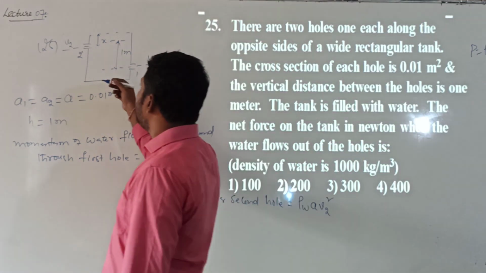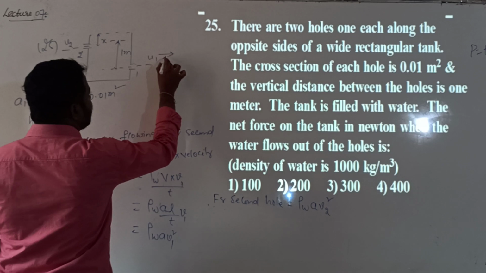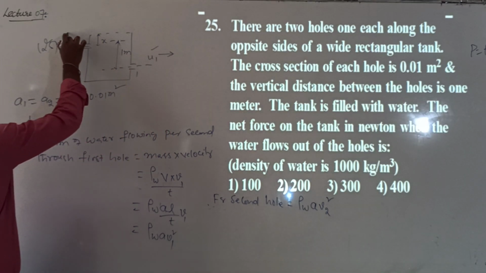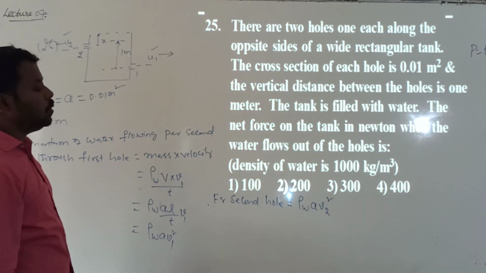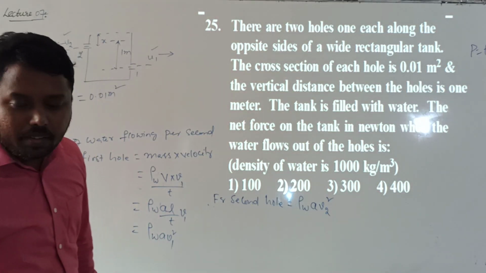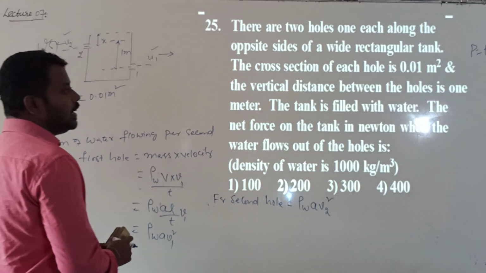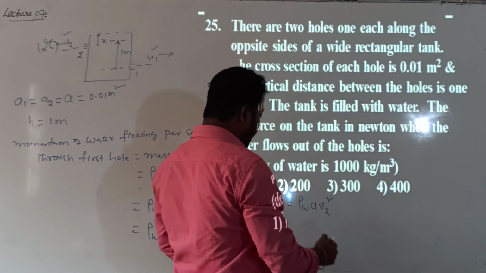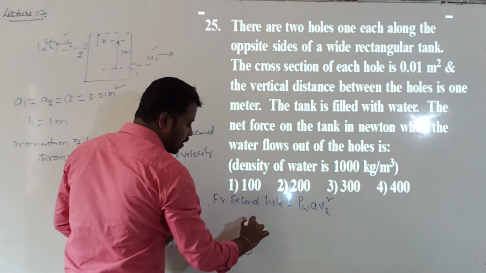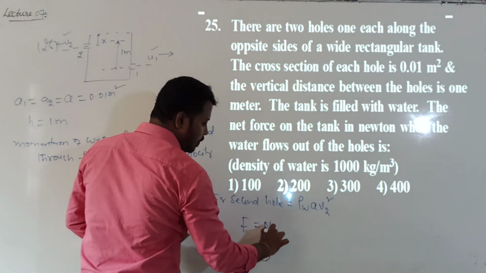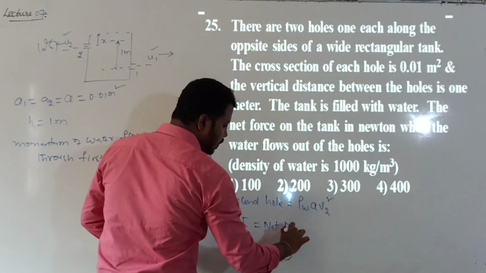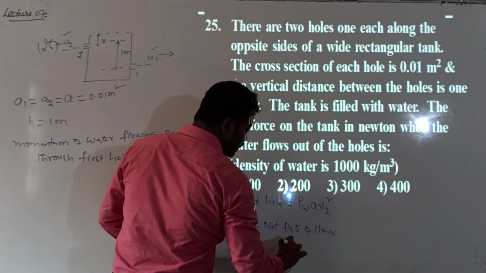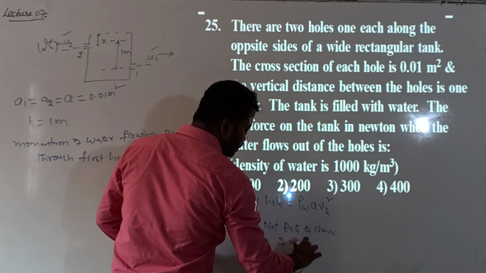But V1 and V2 are in opposite directions. This is the direction of V1, this is the direction of V2. If I take V1 as plus, what happens to V2? Minus. So what is the total change in momentum, according to which law? According to Newton's second law, I can write: force acting on a body is equal to the net rate of change of momentum.